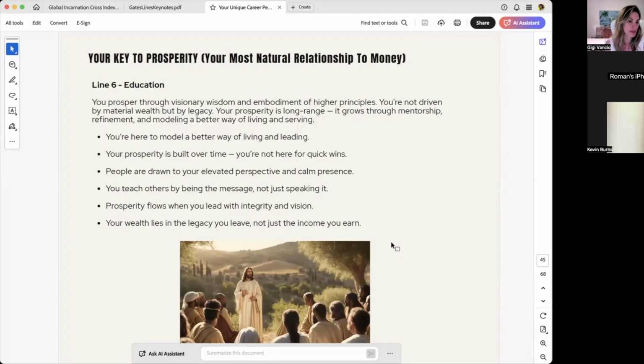Your prosperity is built over time. You're not here for quick wins. People are drawn to your elevated perspective and calm presence. You teach others by being the message, not just speaking it. Prosperity flows when you lead with integrity and vision, and your wealth lies in the legacy you leave, not just the income you earn.